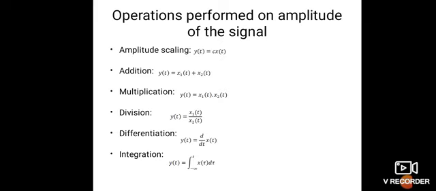And the last one is integration. In case of integration, y(t) is equal to the integral from minus infinity to t of x(tau) d tau. So these are the basic operations performed on the amplitude of the signal, and previously I showed the operations on the time scale of the signal. Okay, thank you.